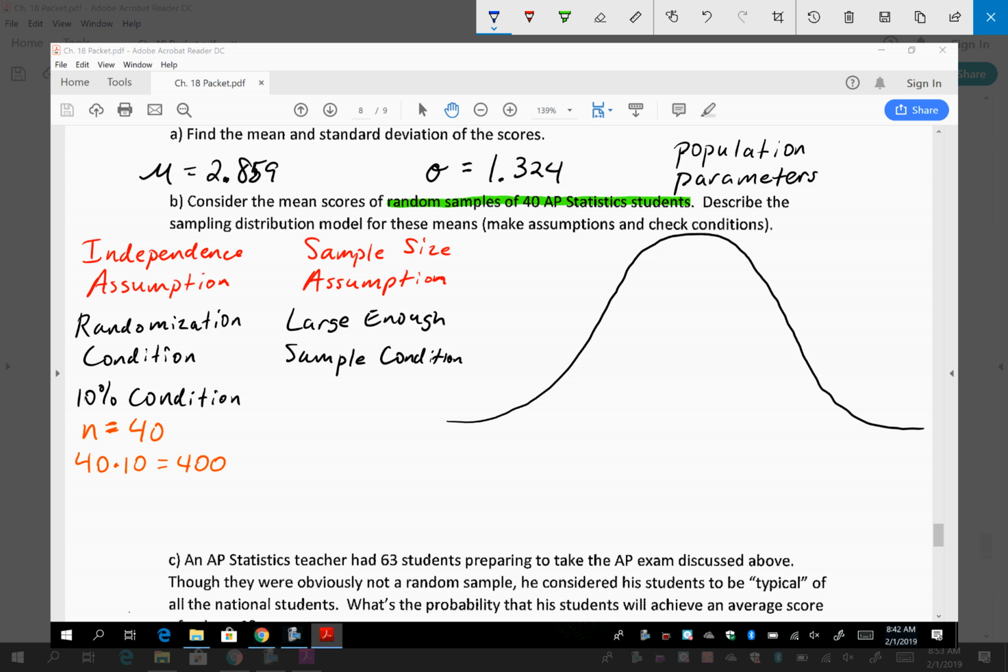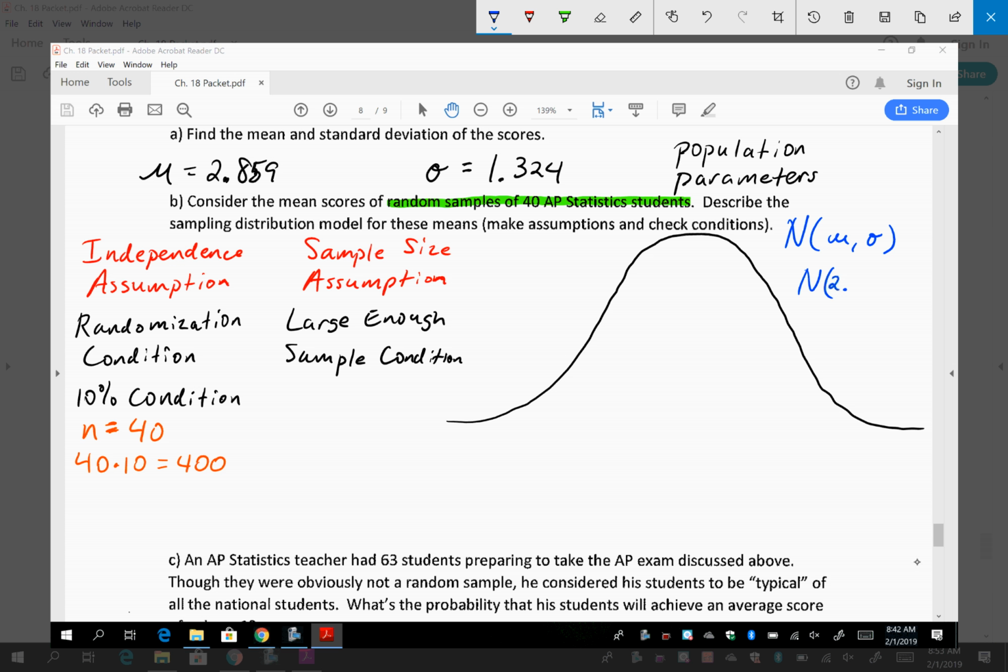Now, if we were making this curve, this model, using population parameters like we have in part A, then I would use mu and sigma in part A. But I'm not going to do that. I'm going to use a different mu and sigma. My mu is going to be the same, 2.859.